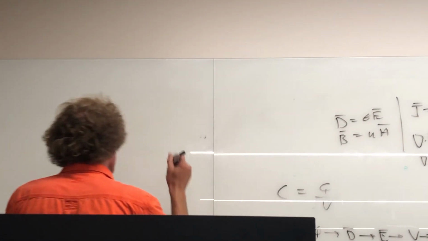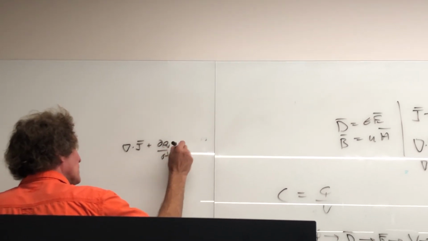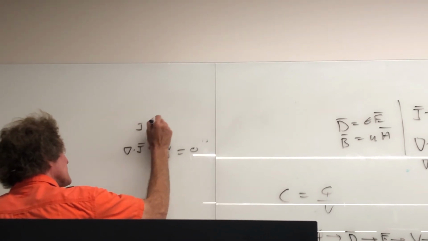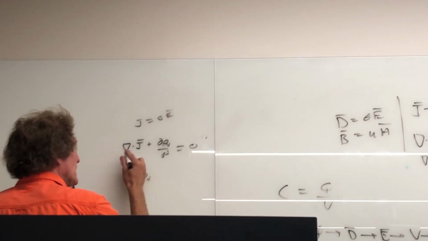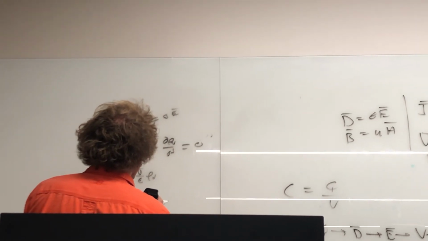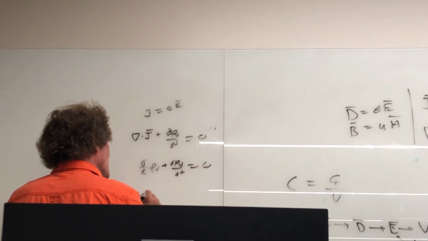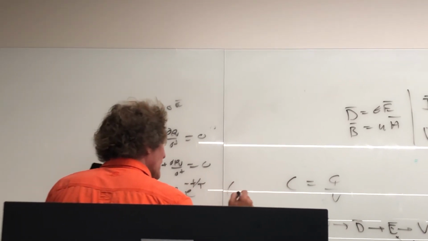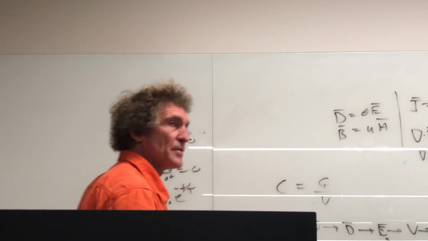That's rho V. It's divergence of J plus d rho V dt equals 0, right? Or you could actually say that if J was equal to sigma E, then you can get this as sigma over epsilon rho V, because divergence of E is rho V over epsilon, plus d rho V dt equals 0, and rho V is equal to rho V 0 e to the minus t over tau, if there are no other forced charge sources, but I'll just leave it as that. We've done problems like that.